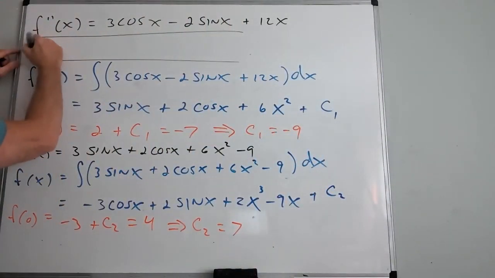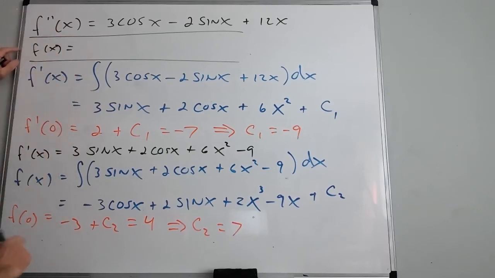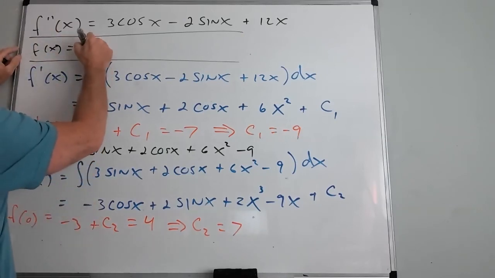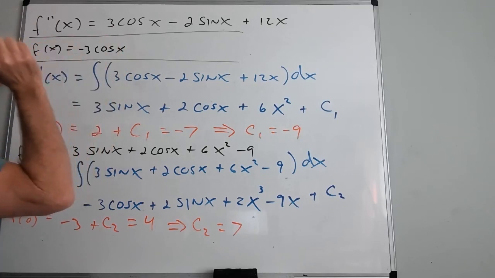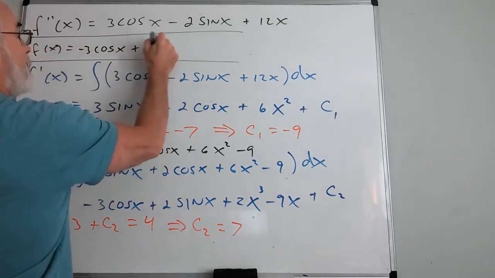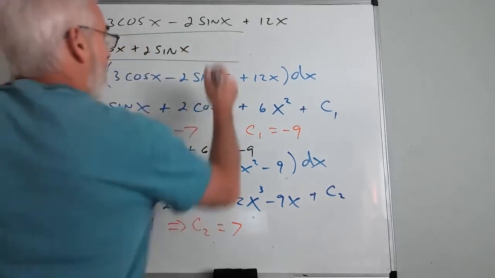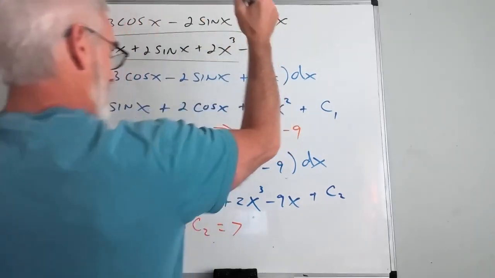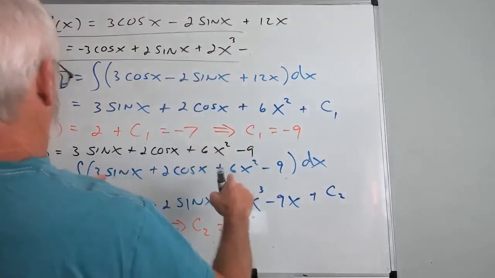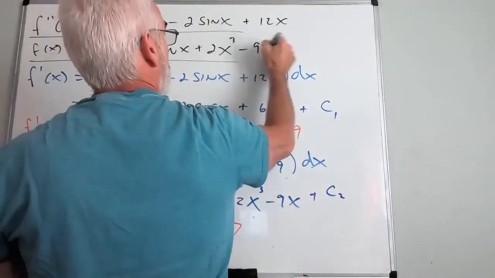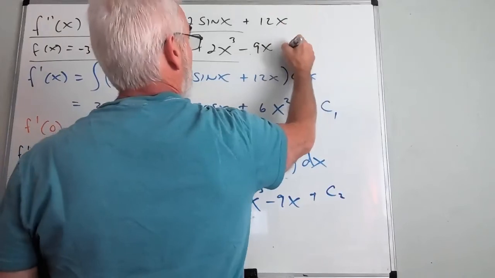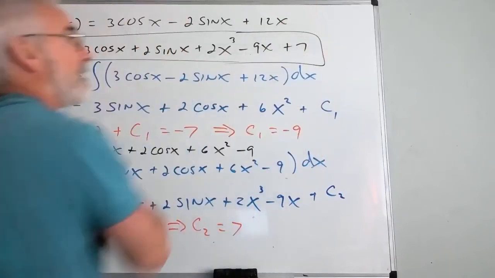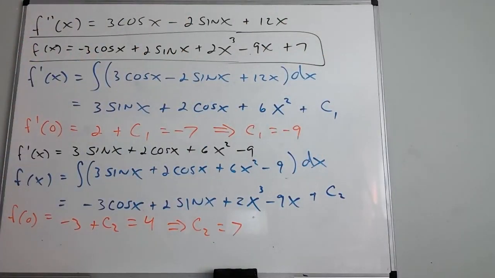So my answer is f of x equals, and I'm not done until I state the final answer here, -3 cos x plus 2 sine x plus 2x cubed. Where are we here? Plus 2x cubed, oh, minus 9x plus 7. I'm pretty sure I did this right.